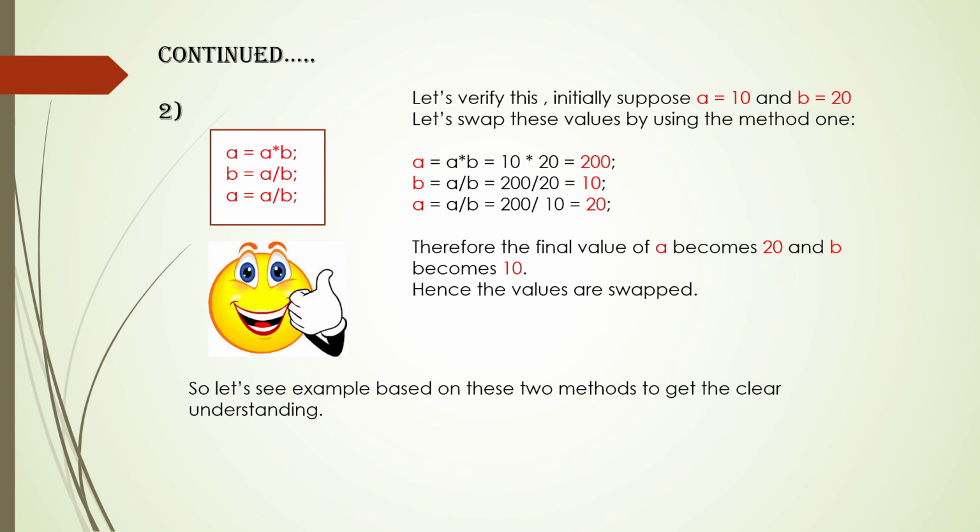Now the second step, B equals A by B. That means B equals 200 by 20, and that means B becomes 10. Therefore, the value of B has been changed and becomes 10. And in the third step, A equals A by B. That is, A equals 200 by 10. Therefore, A equals 20. The final value of A we got is 20. So now, focus here that the values are swapped. So let's see the sample program for the same.